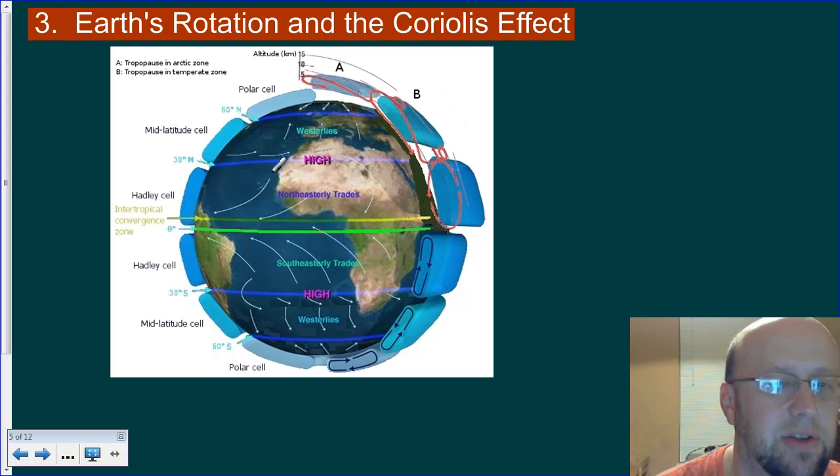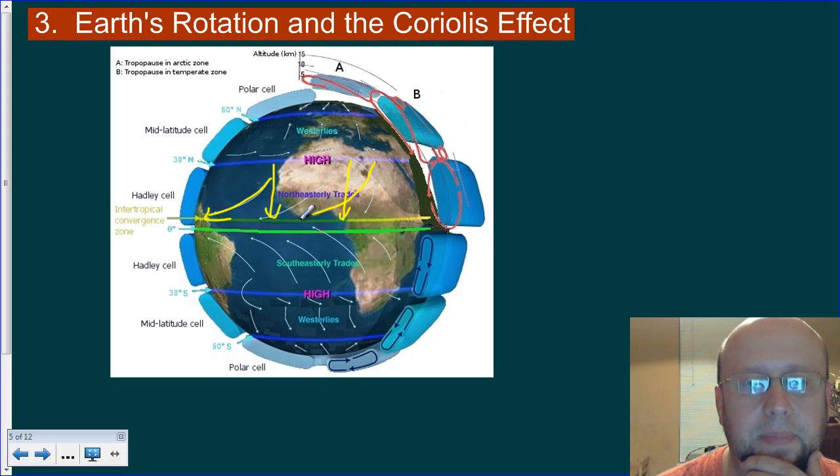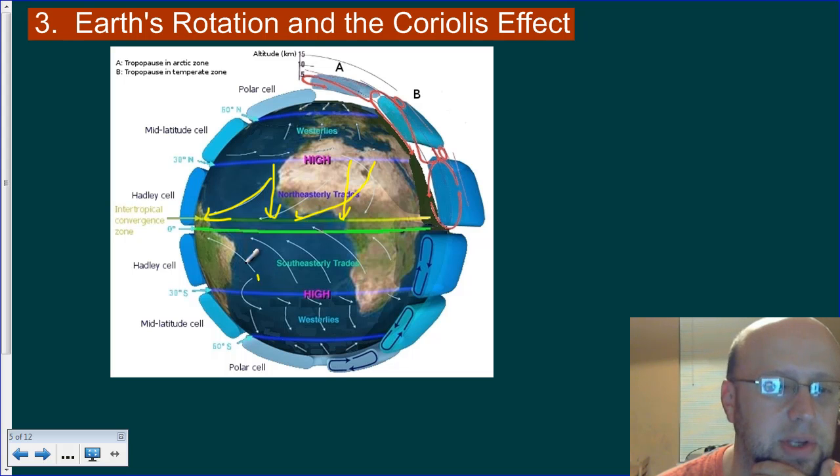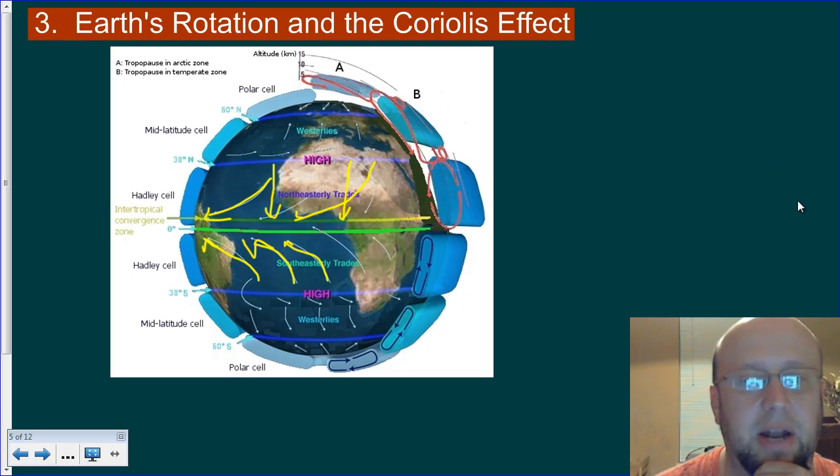So the Hadley cells are then going to result in the air as it comes back at the end of the Hadley cells. If there were no Coriolis effect, then essentially it should come back in these nice little straight lines, okay? But that's actually not what happens. What actually happens is that it's curved, okay? And it's curved because of the Coriolis effect. Okay, and that's going to result in these very distinct wind patterns that we're going to have here. Okay, so what sort of distinct wind patterns do we have?